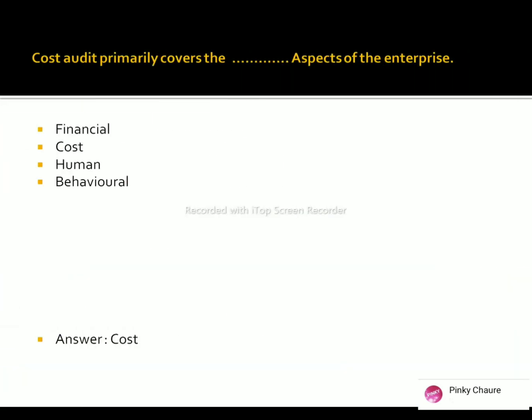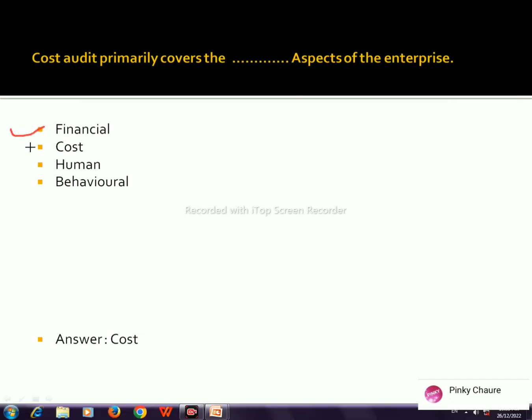Cost audit primarily covers the dash aspects of the enterprises. Option is financial, cost, human, behavioral. The answer is cost.